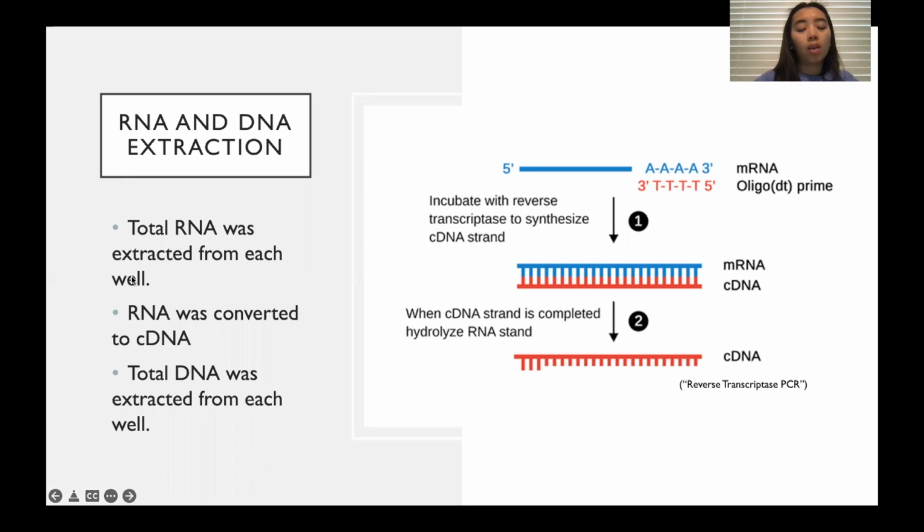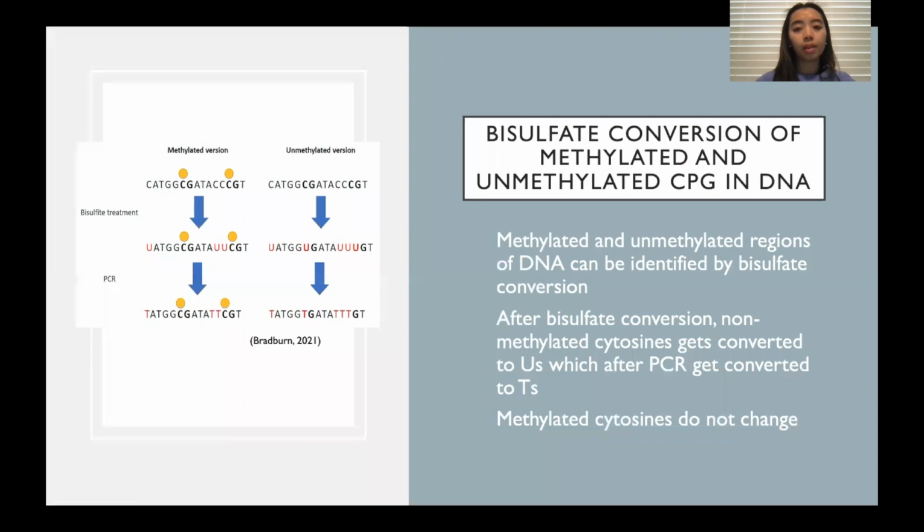Total RNA was extracted from each well, and total DNA was extracted as well. The RNA was converted to cDNA to make it more stable to study. We also did a bisulfite conversion, which is a way for us to see where the methylation is in the DNA.